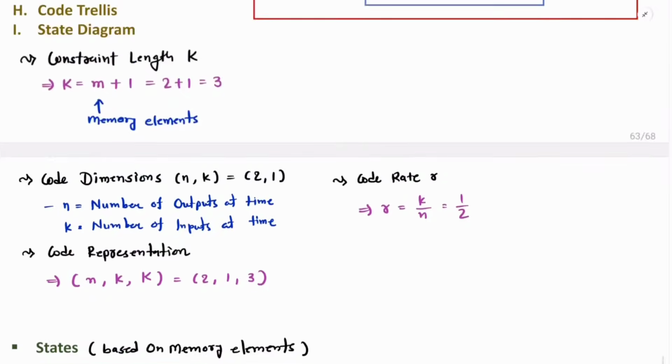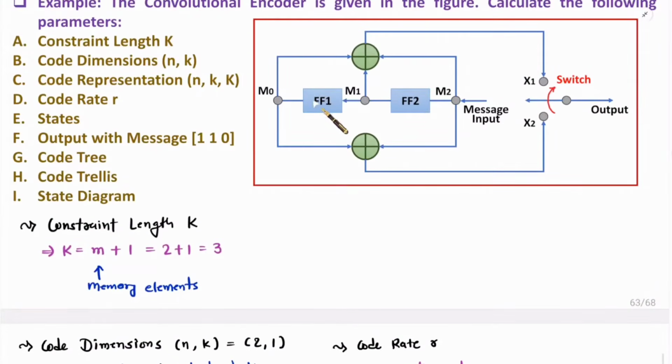Always remember, these flip-flops are holding states. The output of the flip-flop will be the state. M0 and M1 will define the state. This M2 is the message input, right? Now, let me explain the output with message 110. To understand the output with message 110, first of all, you need to understand how this circuit functions.